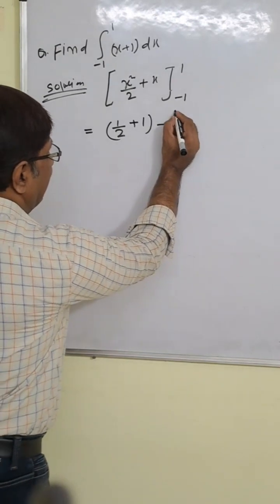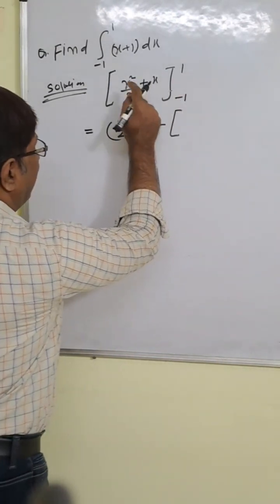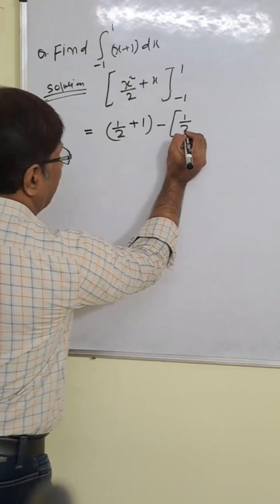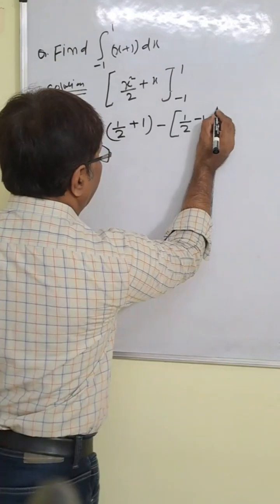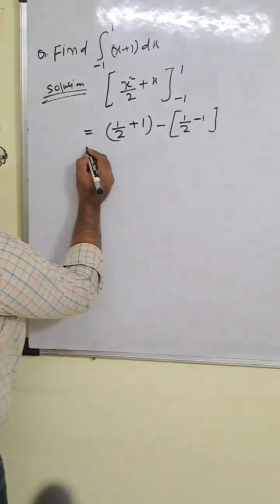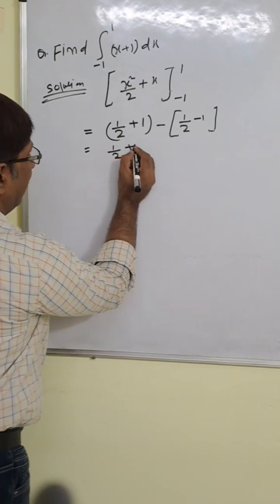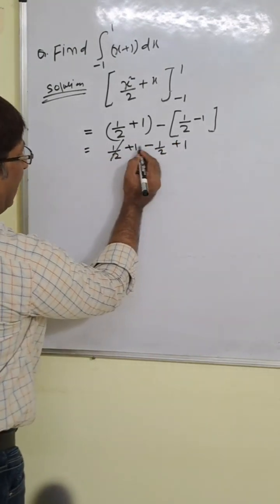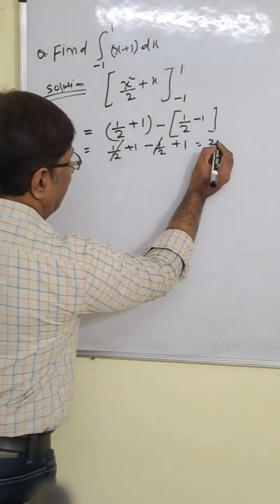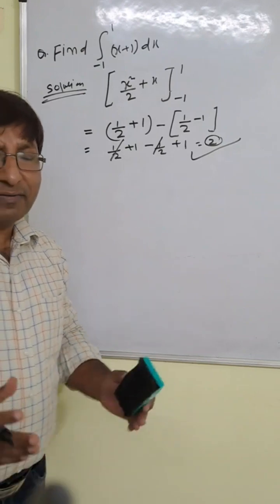Now minus. Now put the value of x equal to -1. So -1 square is again 1, so this is 1 by 2. And here plus x, so plus -1 is what? -1, right? Now we can solve this. So this is half plus 1 minus half plus 1. So the half cancels, 1 and 1, 2. So our correct answer is what? 2. 2 is our right answer.